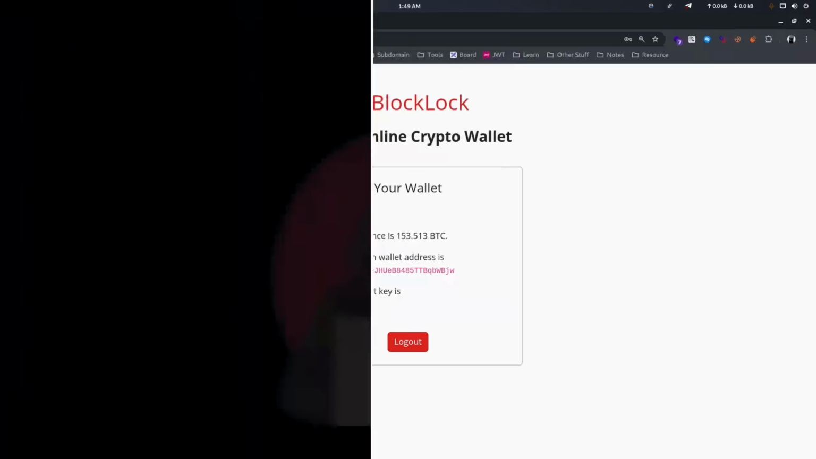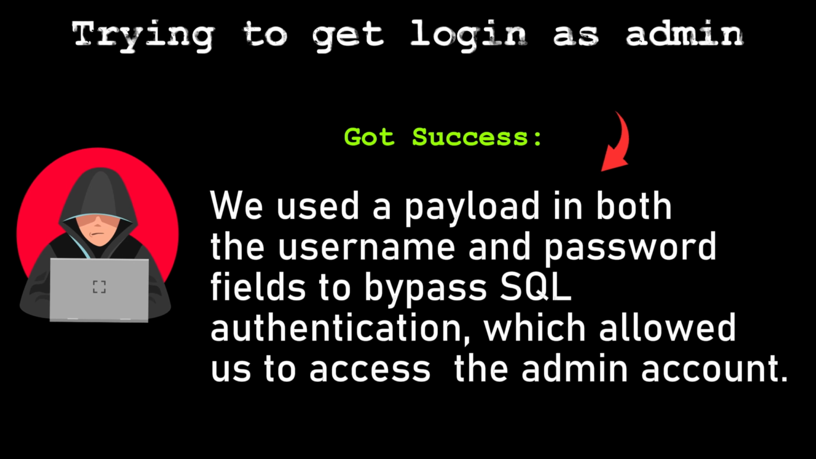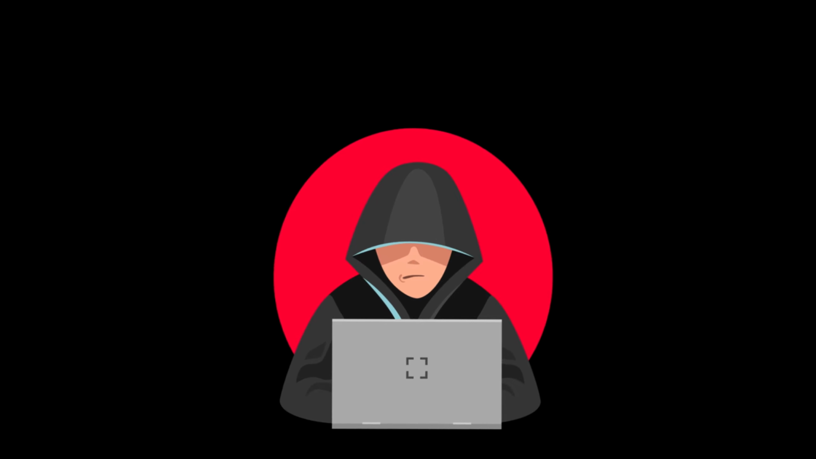Now, just to conclude the whole thing. Firstly, we tried to access the admin account, but we couldn't because we don't have the correct password. Later, we used a payload to bypass the SQL authentication, in both the username and the password fields. Whenever we tried to use it, we were able to access the admin account. This is how SQL authentication bypass actually works.